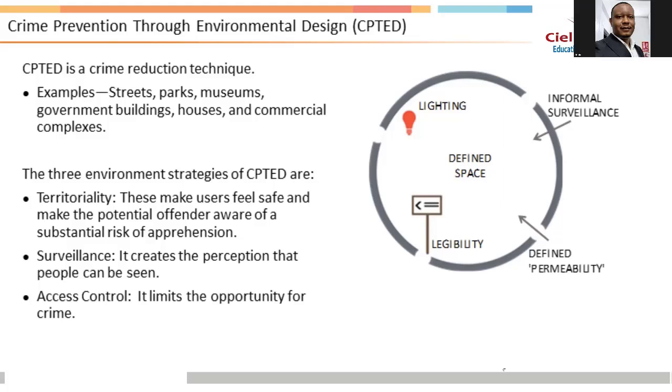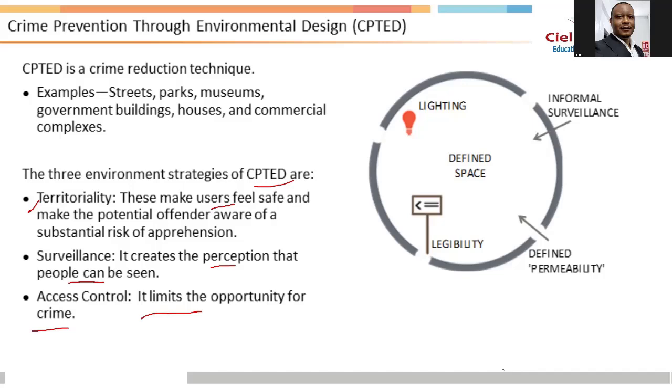There are three major strategies. Territoriality: this makes users feel safe and makes the potential offender aware of a substantial risk of apprehension. Surveillance: it creates the perception that people can be seen. Access control, which limits the opportunity for crime. Territoriality simply means we should have presence, especially within the facility, and ensure that we implement security features within the facility so that when people come in, they feel safe. That's essentially the idea of territoriality.